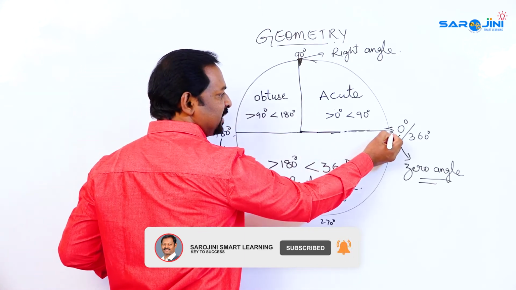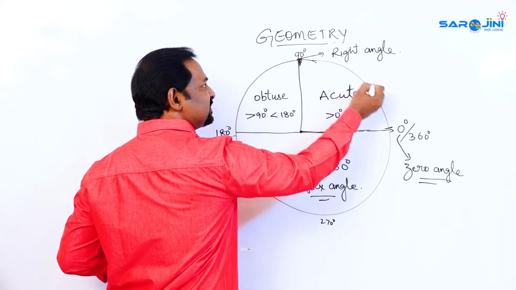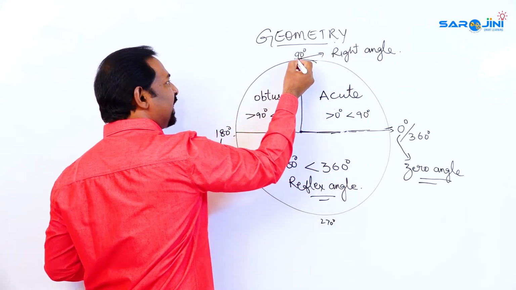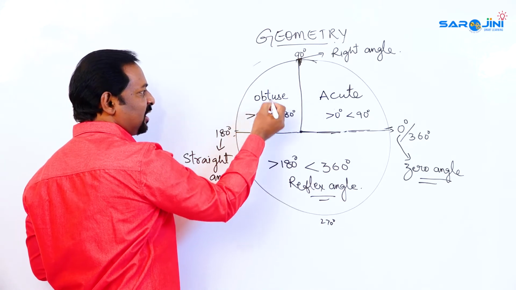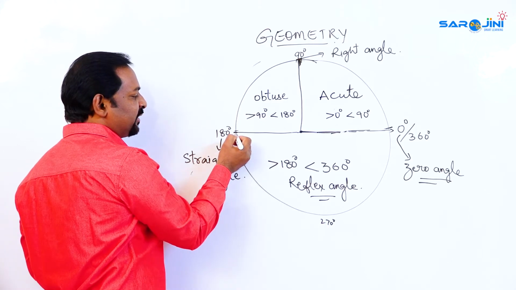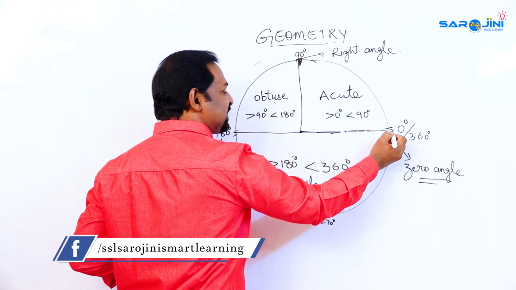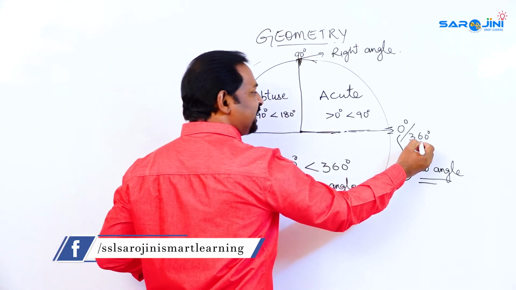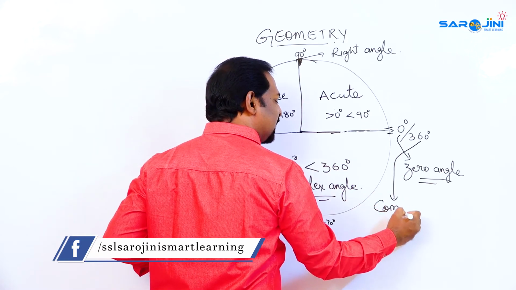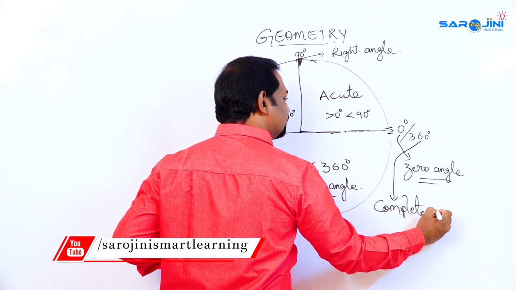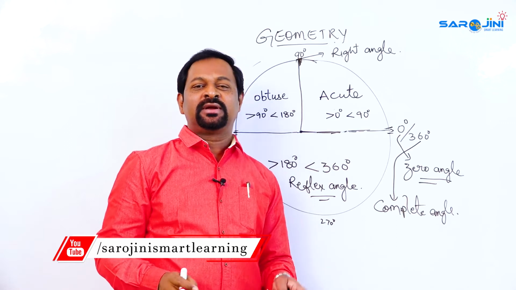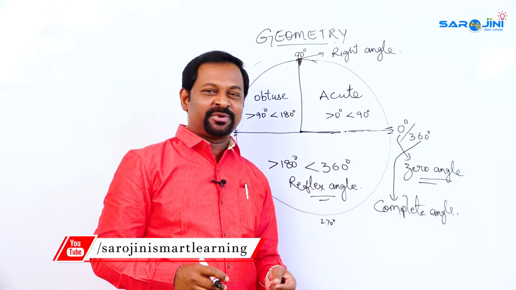So from 0 we are coming. This is a 0 angle. More than 0 and less than 90 is an acute angle. 90 is a right angle. More than 90 and less than 180 is an obtuse angle. If it is exactly 180, that is a straight angle. And more than 180 and less than 360 is a reflex angle. If it is exactly 360 degrees, we call it a complete angle. This is the basic information every student has to remember. Hope you understood this.